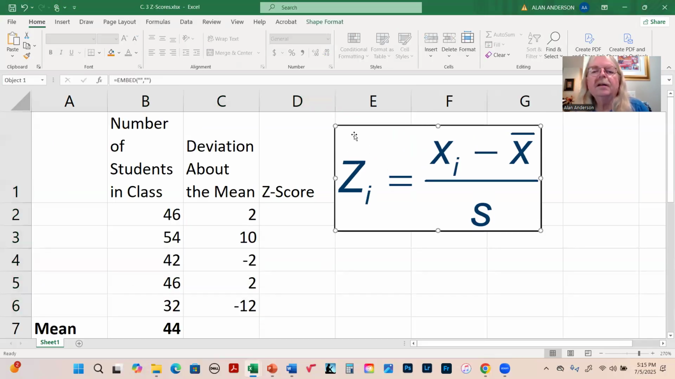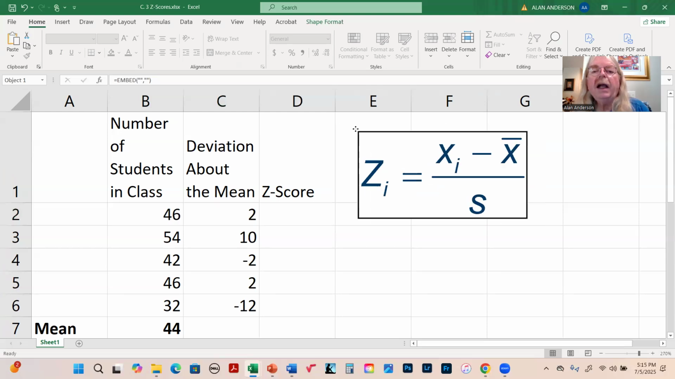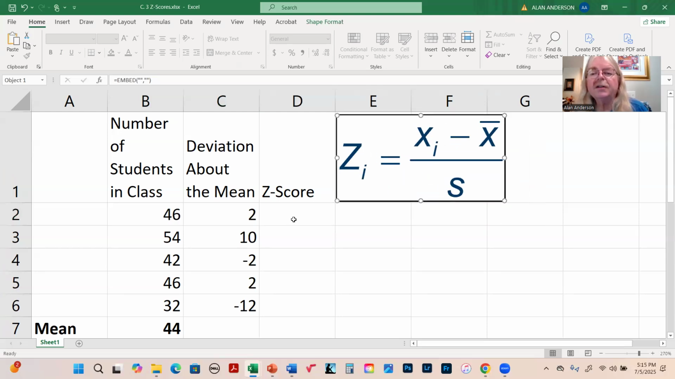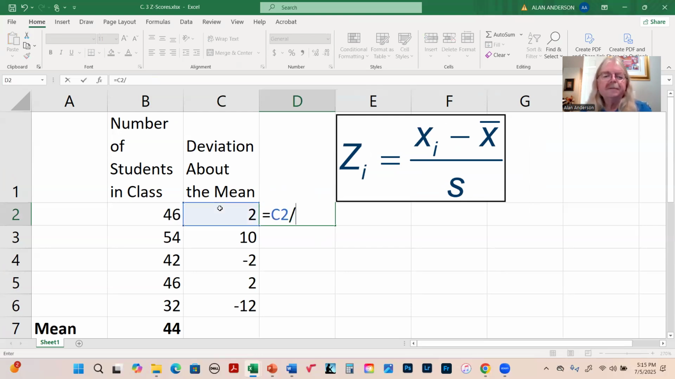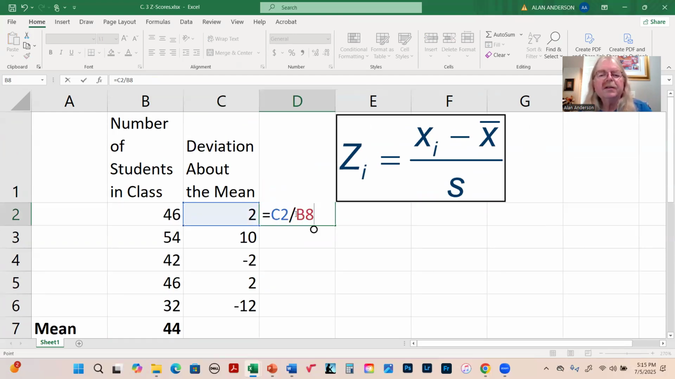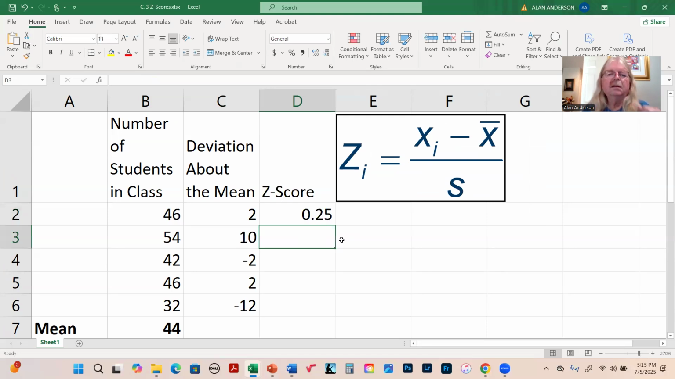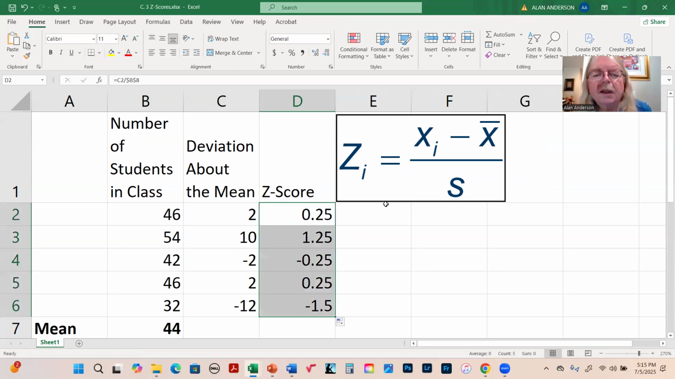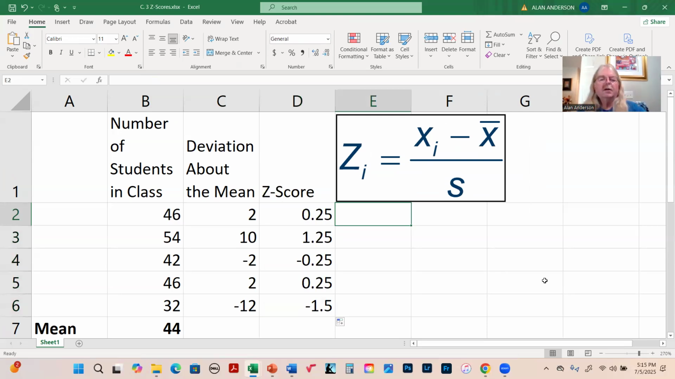So I'll put it in here. And then the denominator is just the standard deviation. So I'll take this number and divide by the standard deviation, which again, I'll use dollar signs to represent because I don't want that reference to change. Okay. So in other words, this is an unusually large class here, and this is an unusually small class here.